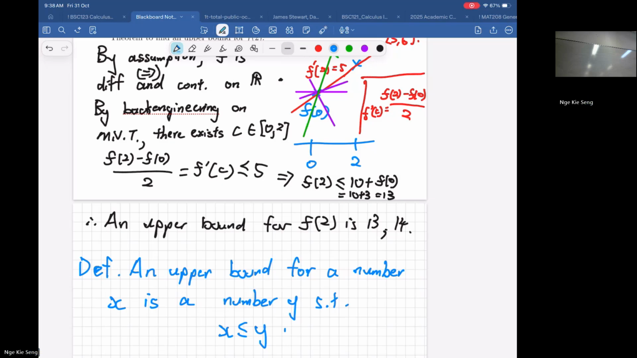Make sense? But if you put 12, then it will be wrong, because 12 is less than or equal to 10. Unless you have another way to prove that you can shrink down this 13 to 12. Otherwise, based on this, you cannot say that 12 is an upper bound. Does it make sense?